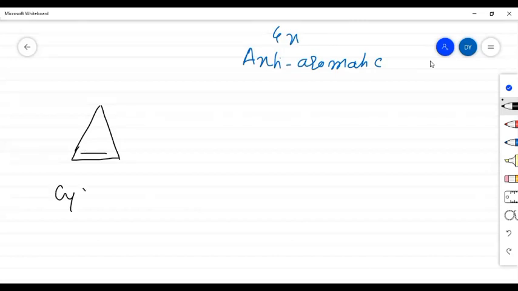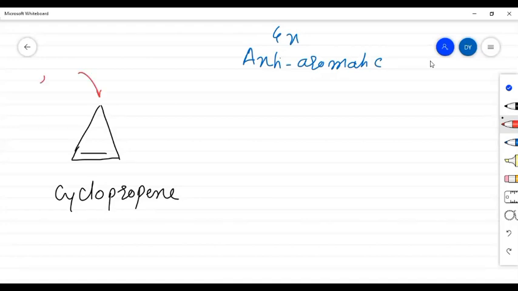This one, this is called cyclopropene. This is simply cyclopropene, and this carbon atom does not contain a positive or negative charge. No charge is there. Okay, so when there is no charge, that means this cyclopropene, right? So that means this cyclopropene does not undergo conjugation. Means, listen, again I repeat all these things.